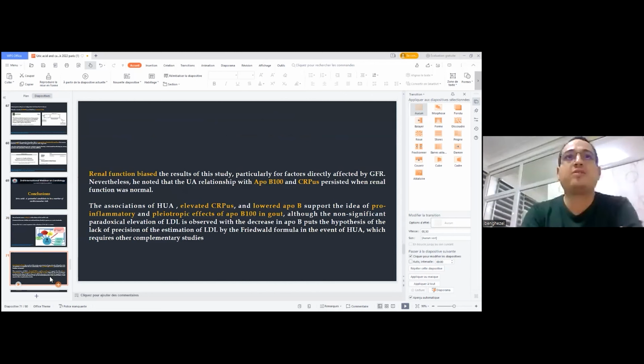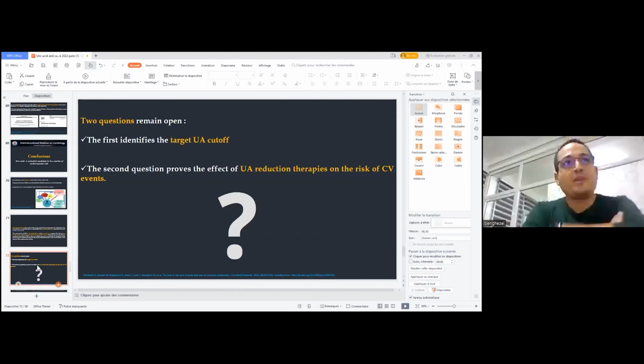Nevertheless, it was noted that the uric acid relationship with ApoB100 and CRP-US persisted when renal function was normal. The association of hyperuricemia, elevated CRP, and lowered ApoB supports the idea of pro-inflammatory and pleiotropic effects of ApoB in gout. Although no significant paradoxical elevation of LDL is observed with the decrease in ApoB, this puts forward the hypothesis of a lack of precision in the estimation of LDL by the Friedewald formula in the event of hyperuricemia, which requires other complementary studies. Two questions remain open.